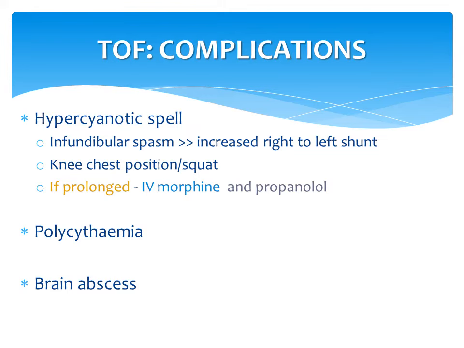A hypercyanotic spell typically occurs when the child cries. This causes infundibular spasm, leading to an increase in right ventricular outflow tract obstruction, which in turn leads to an increase in right to left shunt. Therefore, the patient presents with worsening cyanosis, irritability and breathlessness. It may lead to myocardial infarct, cerebrovascular accident or even death.